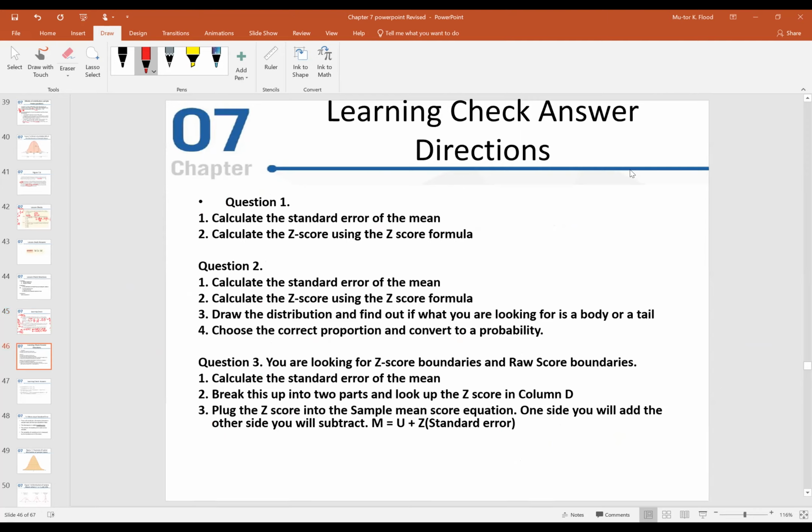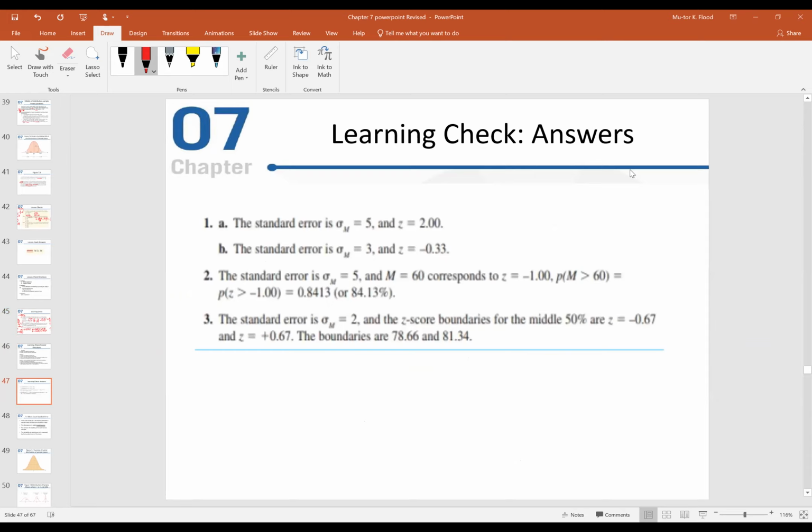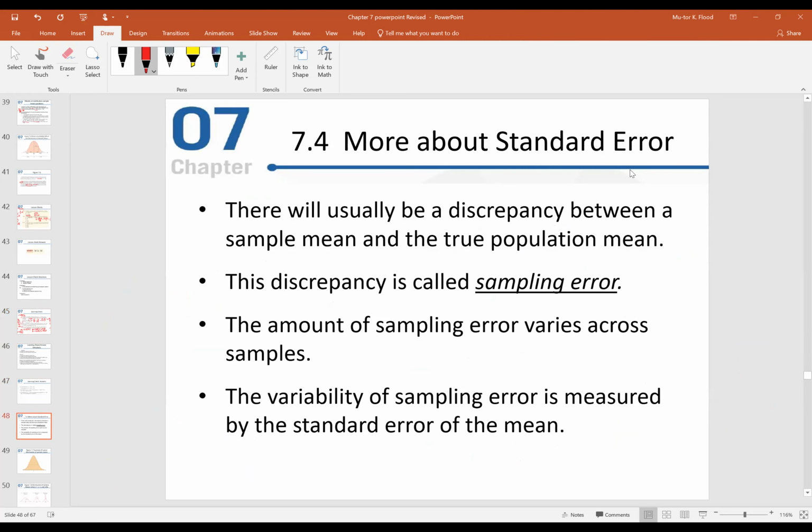All right. So here are the directions to answer those questions, and here are the answers to the questions. A little bit more about the standard error. There will usually be a discrepancy between a sample mean and the true population mean. This discrepancy is called a sampling error. The amount of sampling error is going to vary across samples. The variability of sampling error is going to be measured by the standard error of the mean.